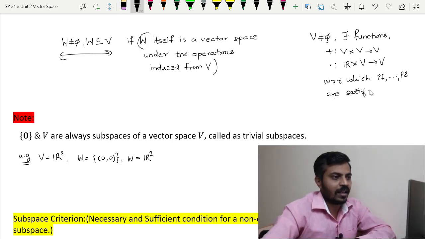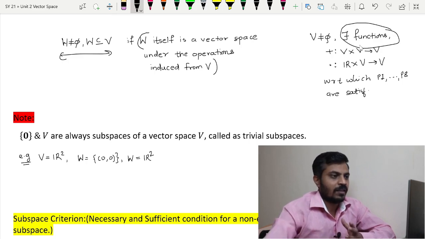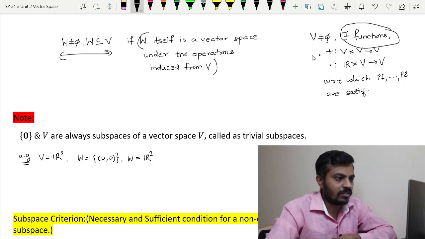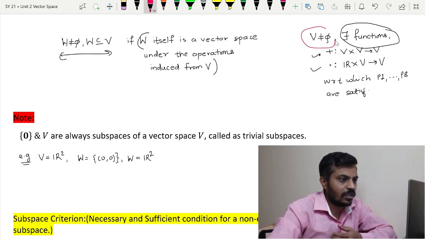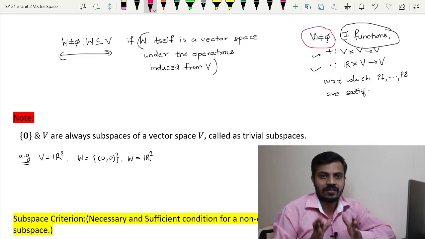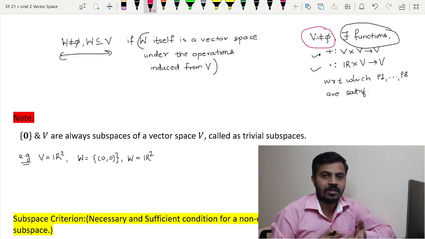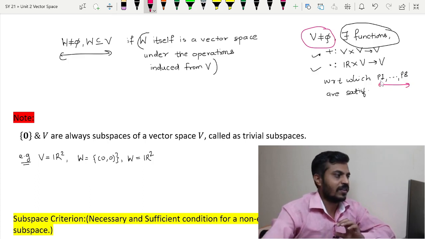Now try to understand what we mean by there exist functions. The meaning is that we have to find addition and scalar multiplication with respect to which this set V should be closed. That is the first requirement. That is, V should be non-empty. We should be able to find addition and scalar multiplication with respect to which V is closed, and in addition to that, properties P1 to P8 should be satisfied.